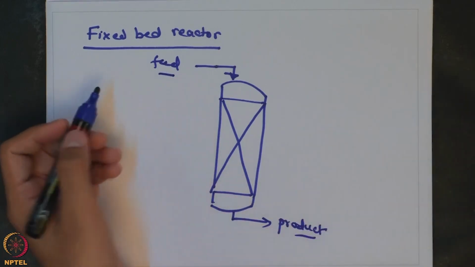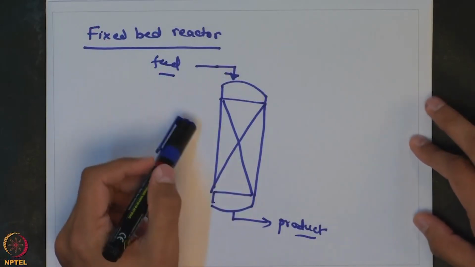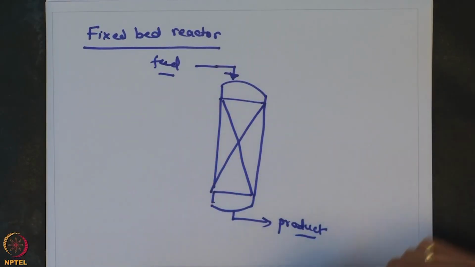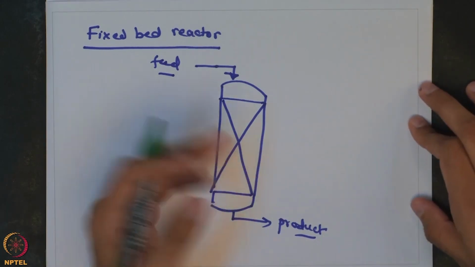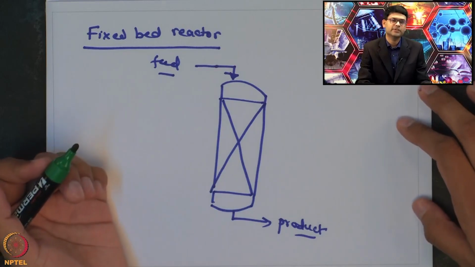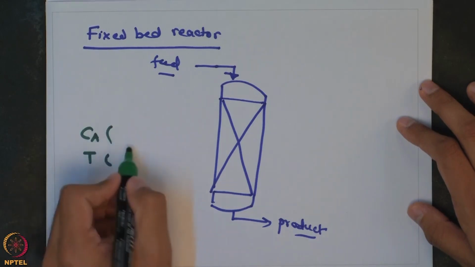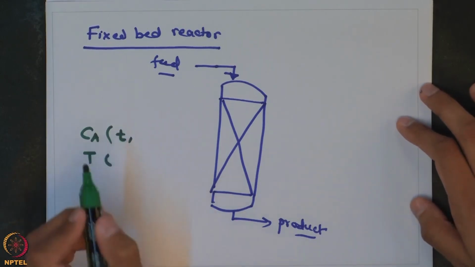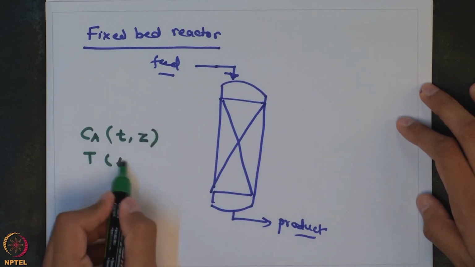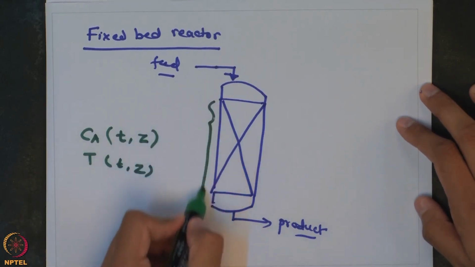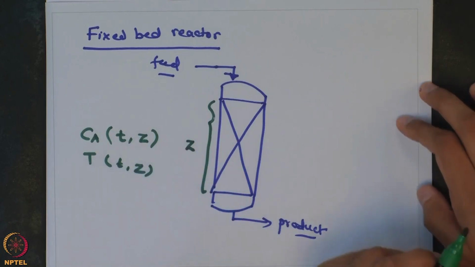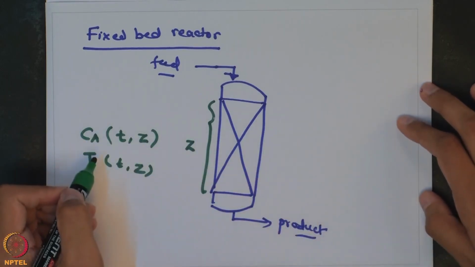Now typically from your reaction engineering course you would realize that when you have a distributed system like a fixed bed reactor, the concentration will show variation. So the concentration and temperature are all the variables of this system. They will show variation as a function of time as well as location. So throughout the location these concentrations and temperatures would be different.